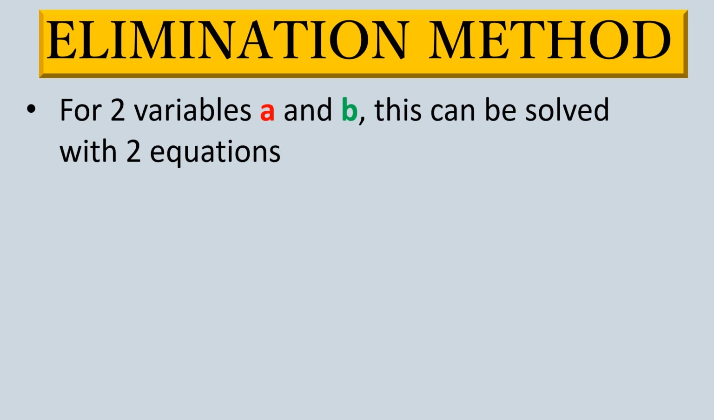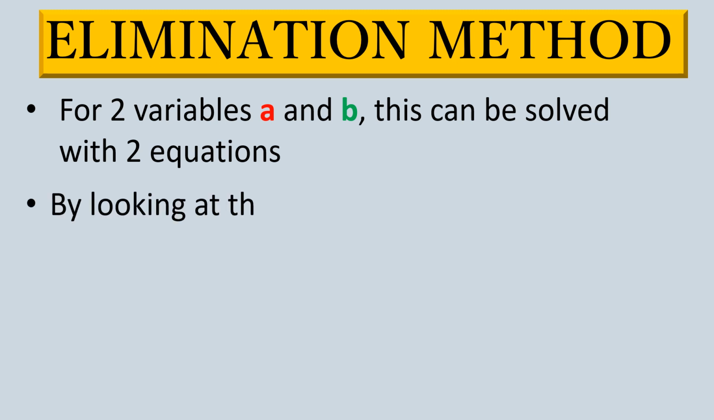So when you have two variables and you want to solve a simultaneous equation, this can be solved with two equations. Usually the number of variables will equate the number of equations for easy solutions. For instance, if we have 4 variables, a, b, c, and d, then we'll have 4 equations in order for us to be able to solve the simultaneous equation. But in this case, we have two variables, a and b, and we also have two equations.